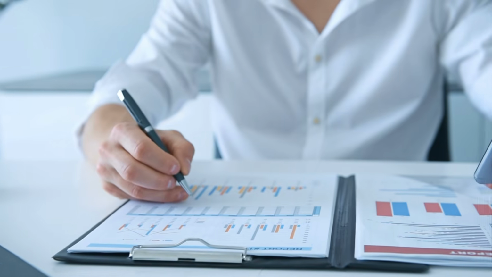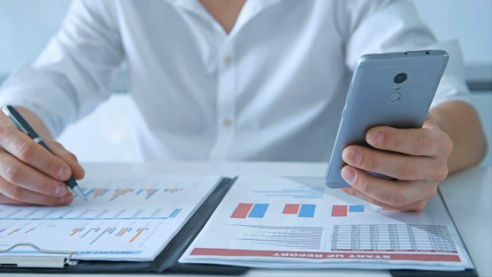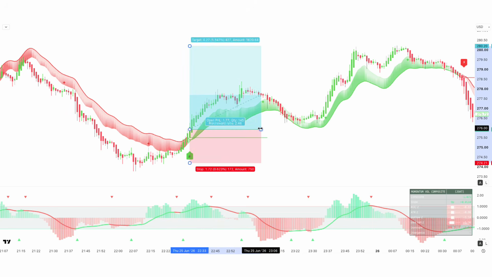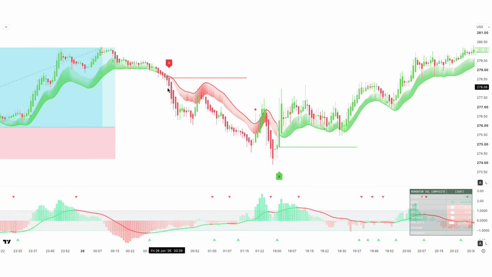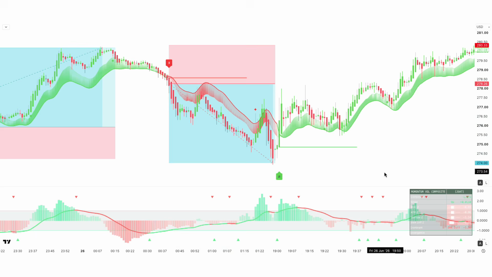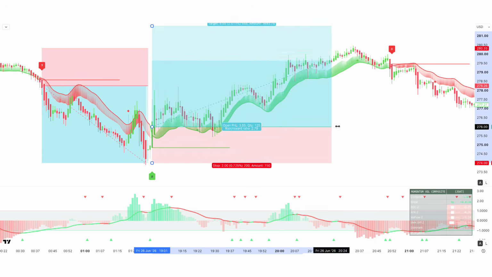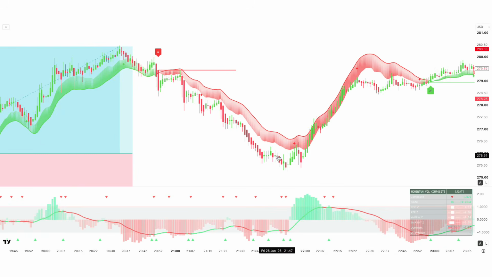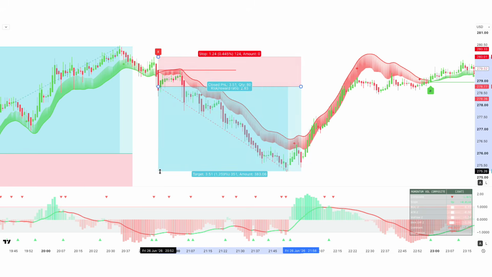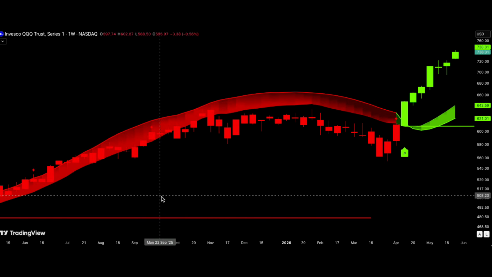I'll guide you through the complete setup, the best settings, the exact entry and exit rules, and finally we'll test everything on real chart examples so you can see how the strategy works in different market conditions. Make sure you don't skip any part of this video, because one simple setting near the end can significantly improve how you use this indicator. If you're ready to upgrade your TradingView workflow with a smarter and more disciplined approach, let's jump straight into the charts and build this powerful setup together.